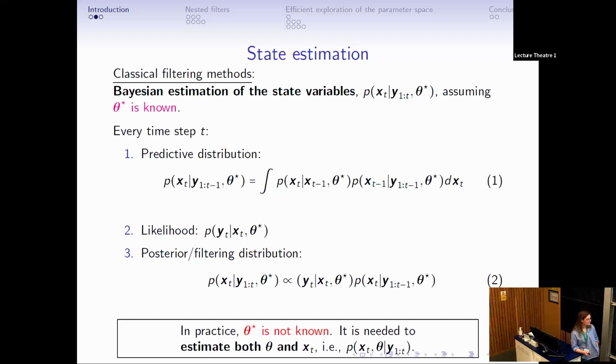In practice, theta is usually not known. So in order to solve this problem, we want to estimate both. We would be interested in the joint of the state and theta given the whole sequence of data. I didn't mention it before, but we are assuming that theta is static, not dynamic. Okay.